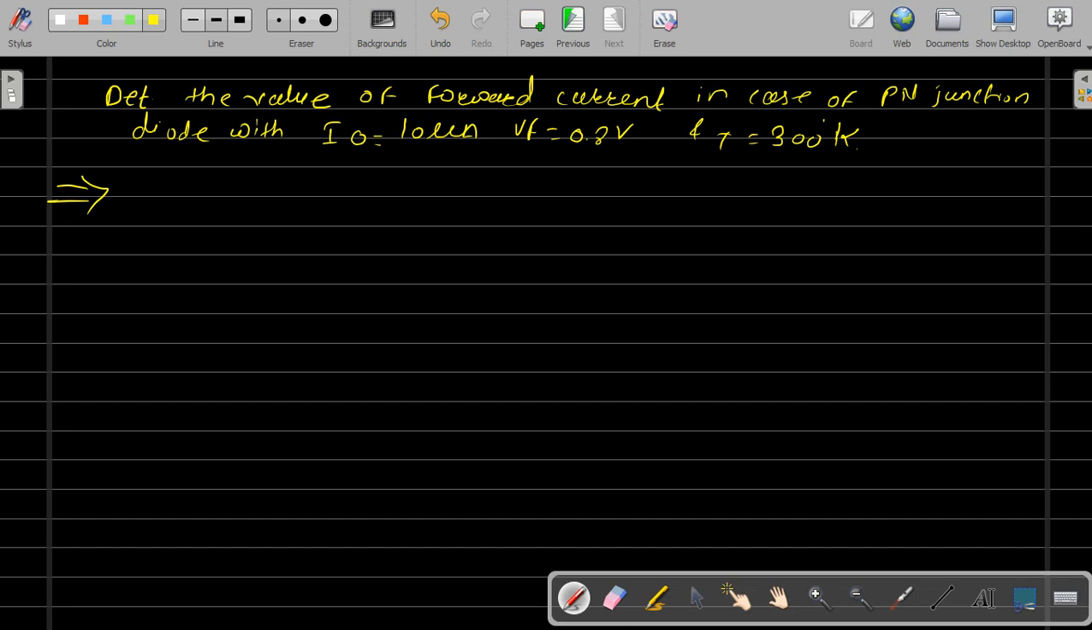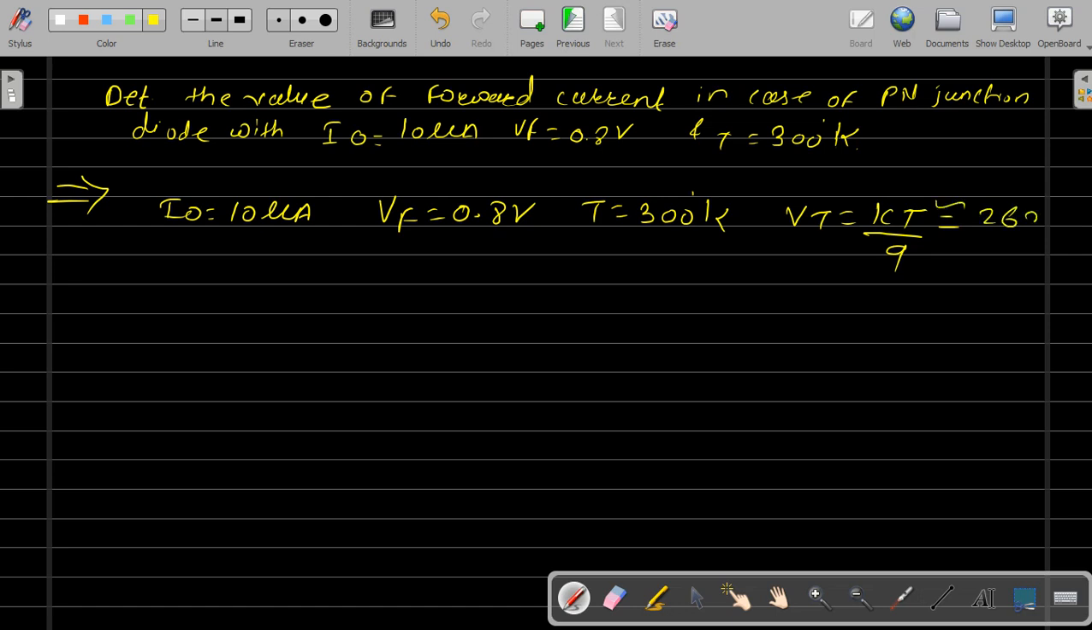Now extract the data. What is the data given? I naught is 10 microamps, V is 0.8 volts, and T is 300 Kelvin. When T is given as room temperature, again I am going to get Vt as 26 millivolts. Forward voltage is given, I naught is given. So my diode current equation is I equals I naught e power V by eta Vt minus 1. I naught is given, V is given, Vt is given, but what about this eta?